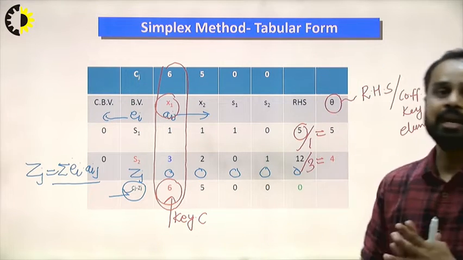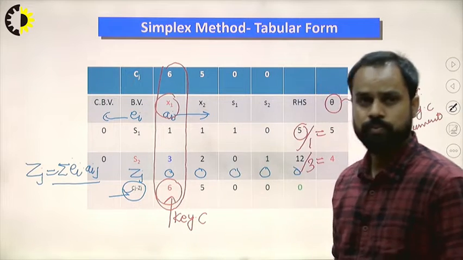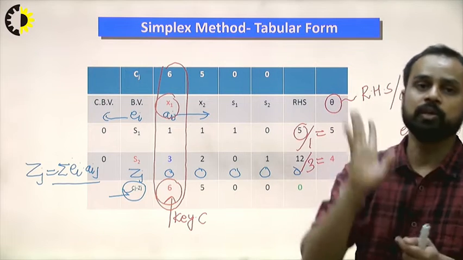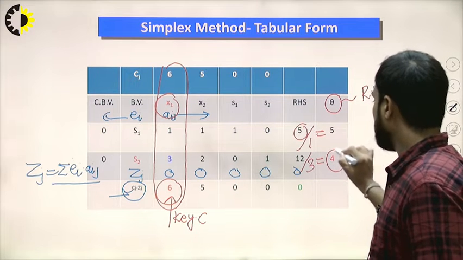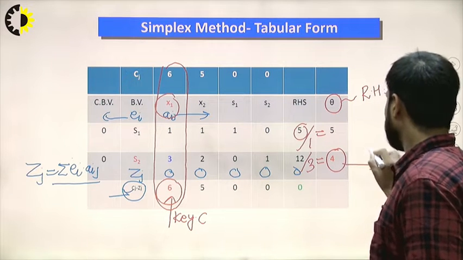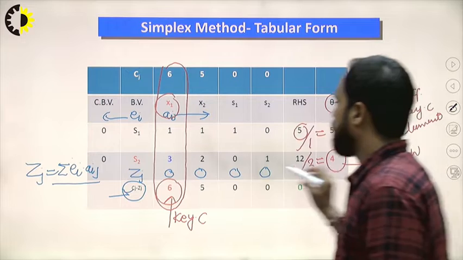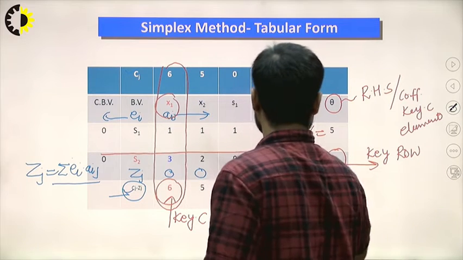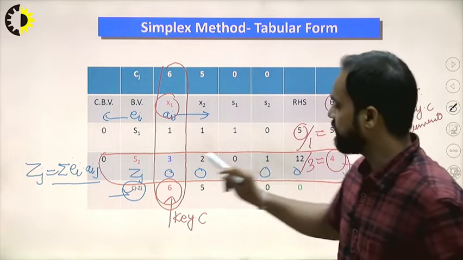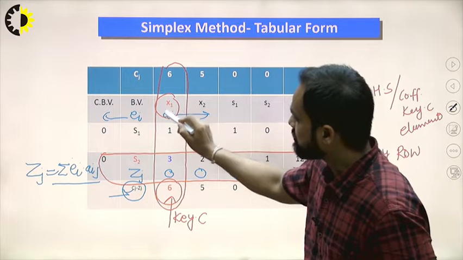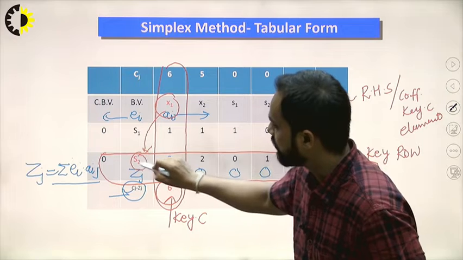And this theta will decide which variable will leave from here, either s1 or s2. How? On the basis of the minimum value of theta. So out of the two, the minimum value is 4. It means that is the leaving variable. This is known as the key row. On the basis of the key row, we have decided the leaving variable. So the entering variable is x1, which means in the next iteration x1 will enter here and s2 will leave from there.